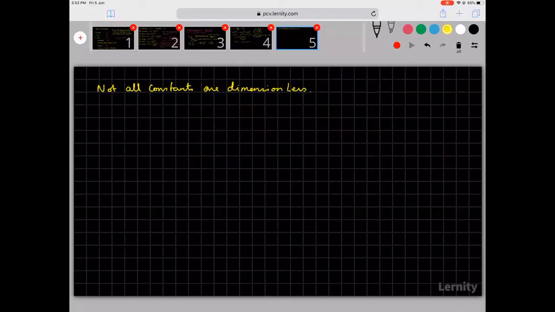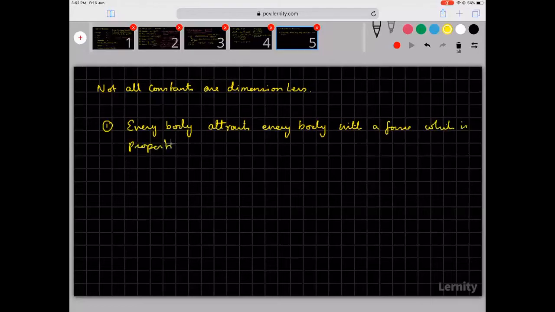For example, I can tell you that there is a law which says that every body attracts every body with a force which is proportional to the product of mass and inversely proportional to the square of the distance between them.